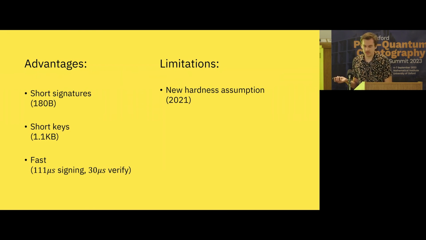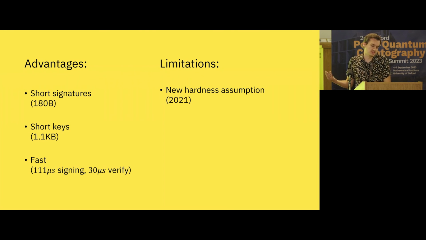Okay, so then advantages and limitations. We have some of the same advantages as oil and vinegar. Namely, the signatures are quite short and it's still very fast. But a new advantage is that the public keys are also quite short. So you could have keys as small as 1.1 kilobytes.